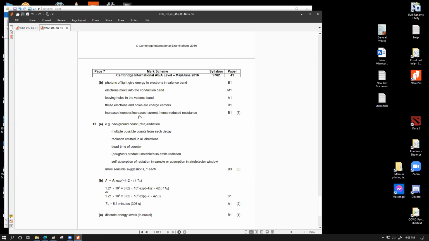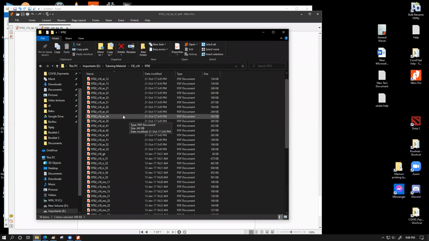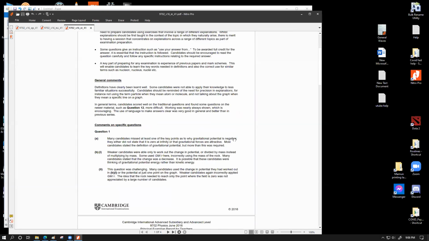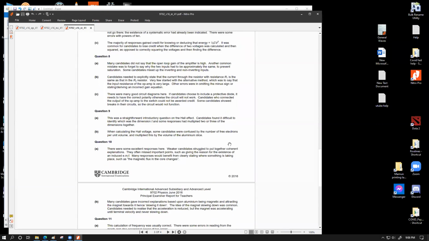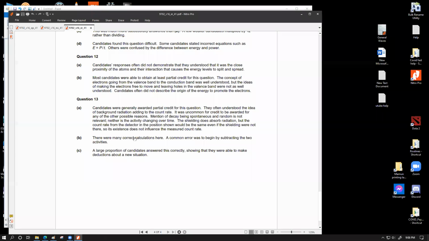I'm pretty interested to see the examiner's report of this question as well, so I'm going to pull that up. The 41 examiner's report is here. Let's have a look. Candidates were generally awarded partial credit for this question. They often understood the idea of background radiation adding to the count rate. Everyone understood the idea of background radiation. I mean, this is the point that everyone should write because this is from the O levels. People hardly forget this stuff.